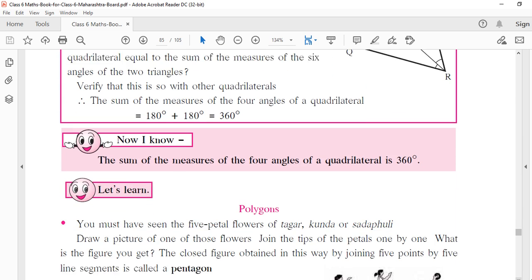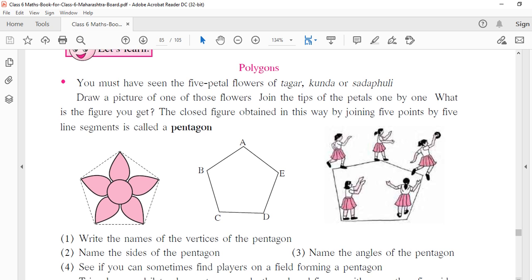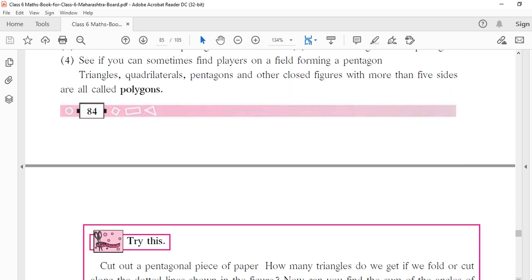This is for practice; you can see all this. Now we need to go to polygons. So what is a polygon? A polygon is any figure after triangle, quadrilateral and pentagon, and other closed figures with more than 5 sides are called polygons. A triangle has 3 sides and 3 angles. A quadrilateral has 4 sides and 4 angles. A pentagon has 5 sides and 5 angles. And other closed figures with more than 5 sides are all called polygons.